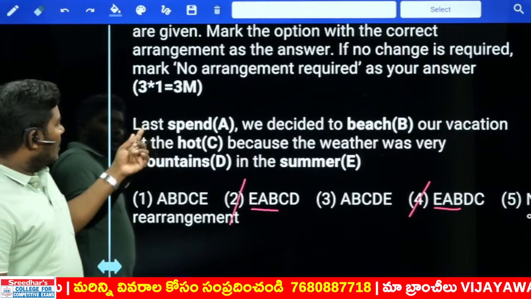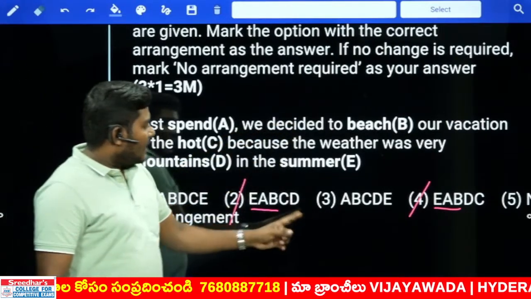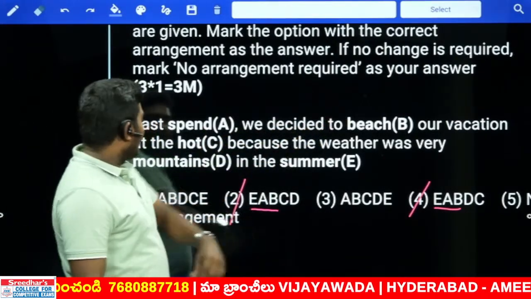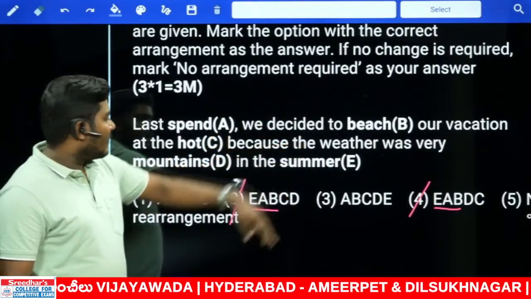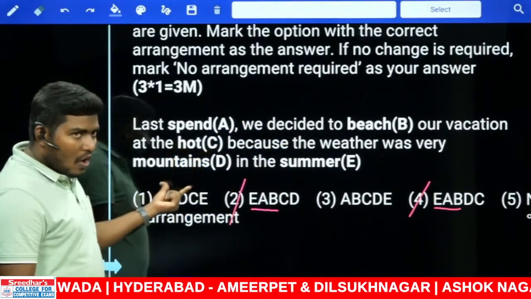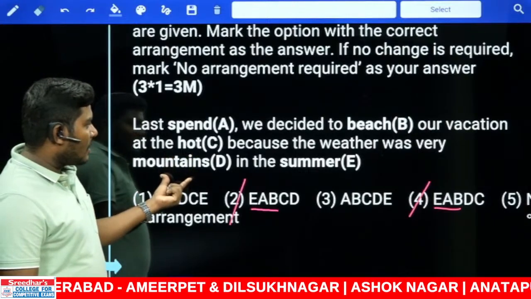Let us check now. Last summer, we decided to what? Spend our vacation at the what? At the beach, because the weather was very what? Very hot. Very hot. Absolutely correct. Very hot.